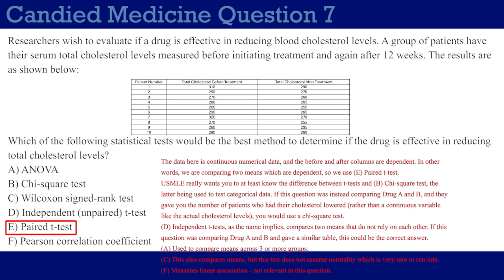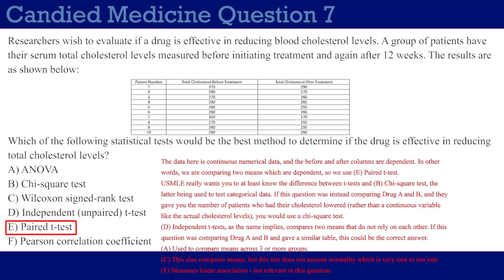So looking at some of these other answer choices here, choice A, ANOVA, that's where you compare means across 3 or more groups. So if you ever see a question where there's at least 3 groups, then you can start thinking about ANOVA, but it doesn't happen that often on USMLE. I'll come back to choice C in a second. I'll first go to choice F, Pearson correlation coefficient.